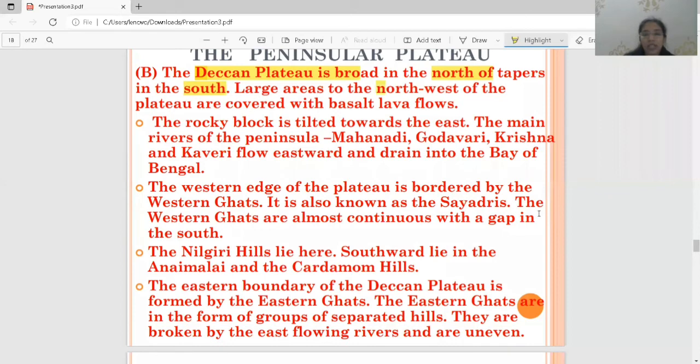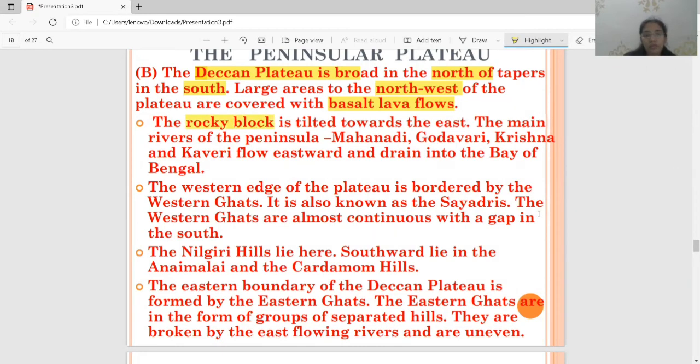It is a large area, to the northwestern plateau, where basalt lava flows. Beta, in your Deccan Plateau you can find black soil. Where basalt lava flows, black soil is found, which is very good for growing cotton. So it is the northwestern part of the plateau, covered with basalt lava flows, and it consists of black soil, which is very good for growing cotton.